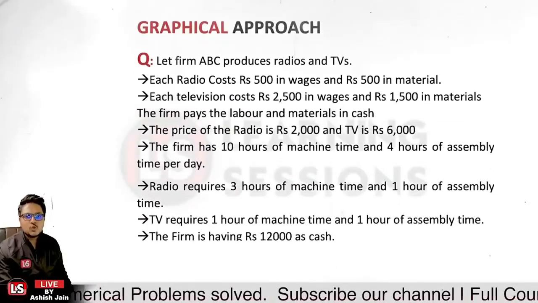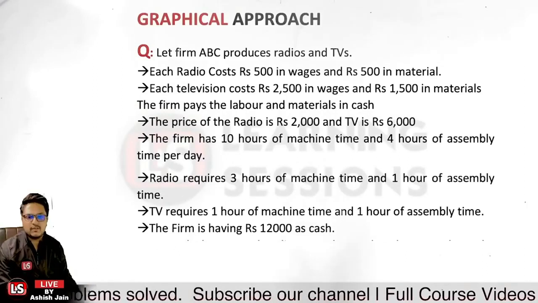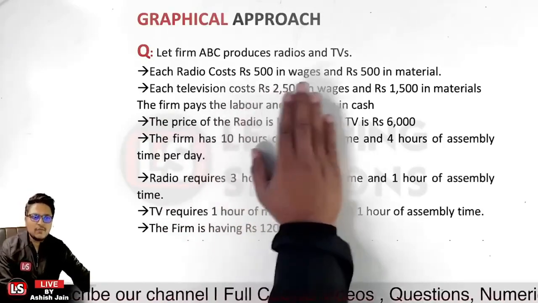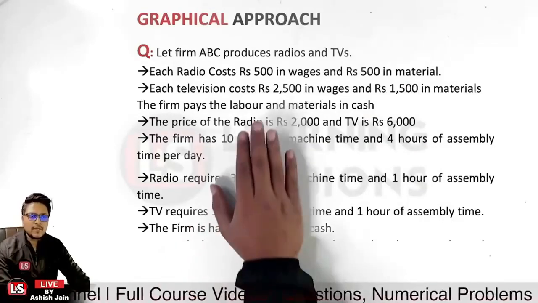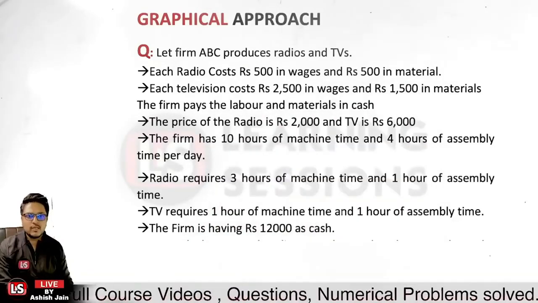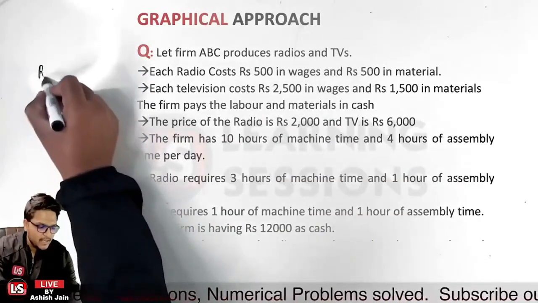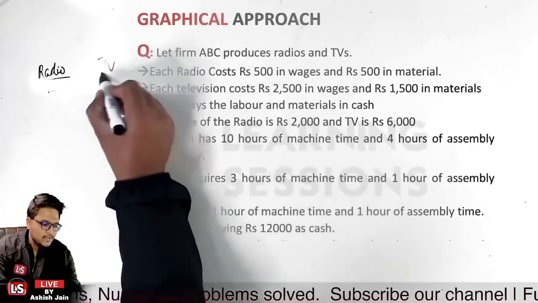Let firm ABC produce radios and TVs. Each radio costs rupees 500 in wages and 500 in material. So we can say the cost of the radio. We'll be letting radio as X and TV as Y.